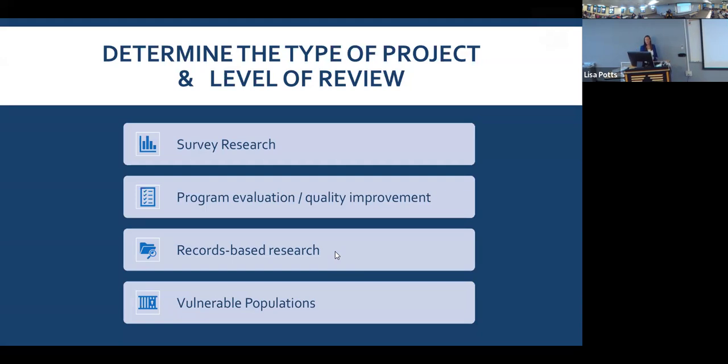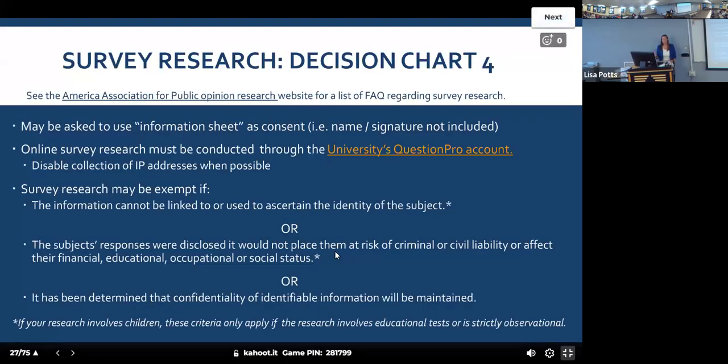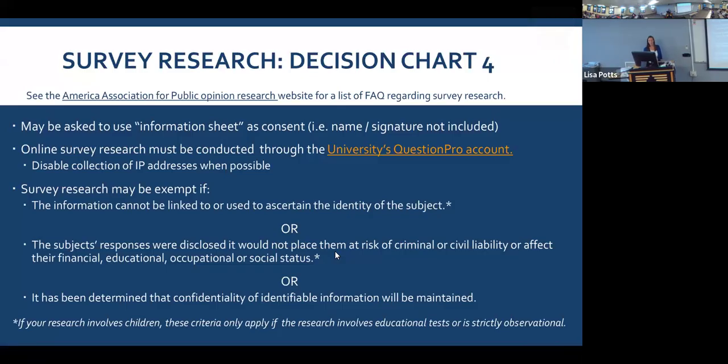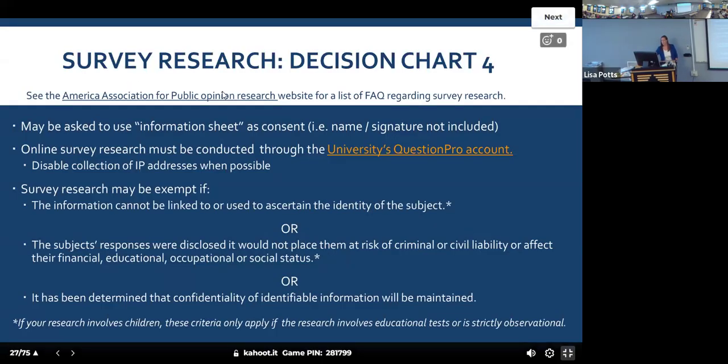So, determining the type of project and the level of review. These are just some examples of different types of projects to go through. And then I do have some on here too about the exemptions, like I said. I'm not going to read all the bullet points to you, but there are decision charts out there. The American Association for Public Opinion Research has a good FAQ about survey research.